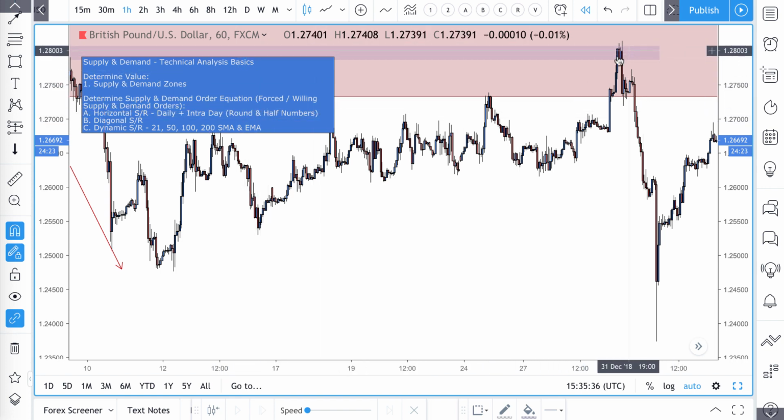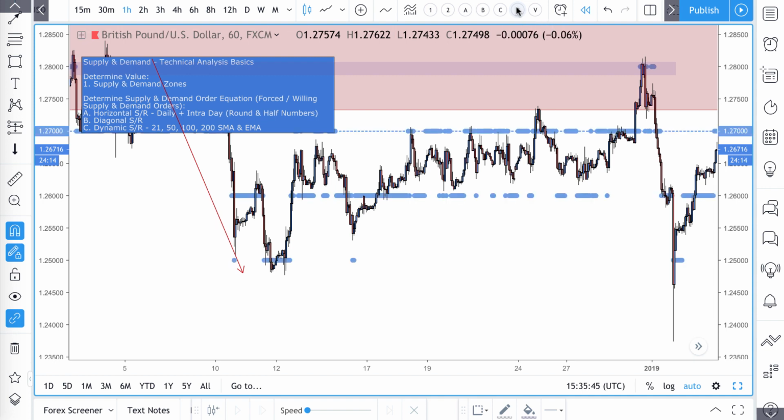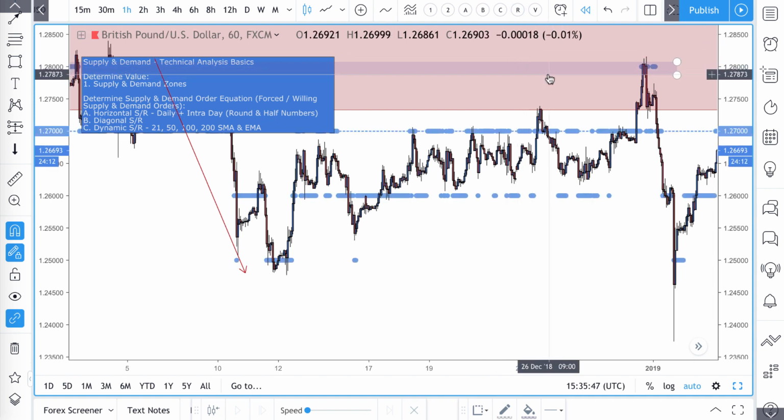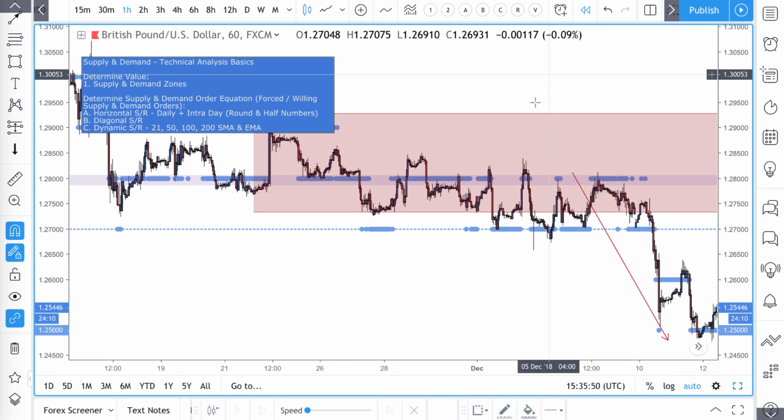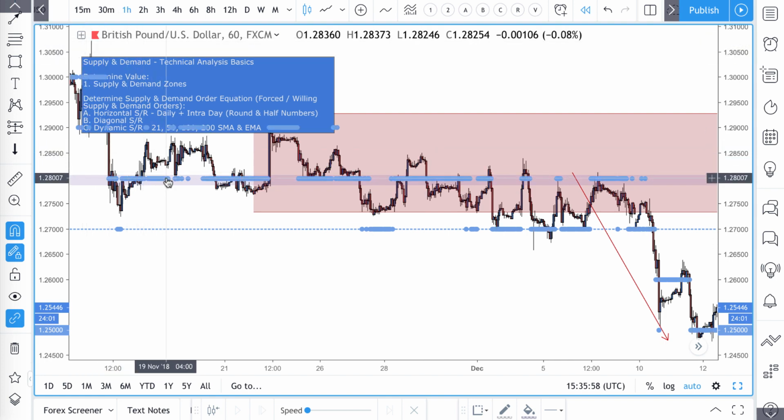Now this area here occurred around the 1.28 round number, and there's a little indicator, right? You can find this on TradingView, where you have round numbers. I think the indicator is called YK round levels. Big up to whoever made this indicator on TradingView, and I do use it, and thank you very much.